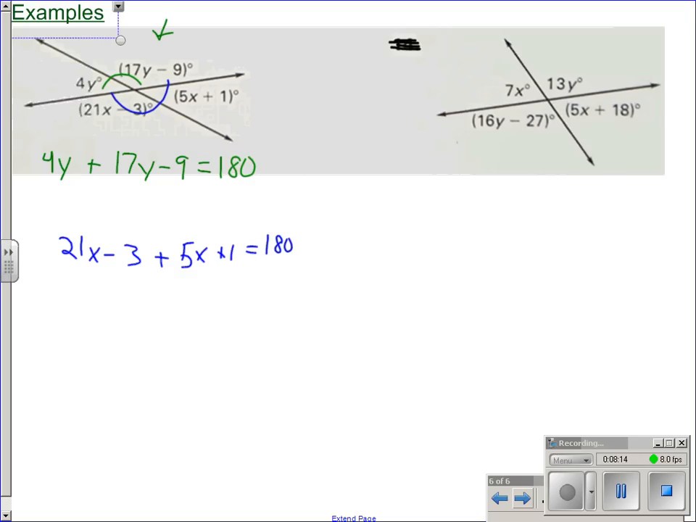Something similar is in the drawing on the right, but like I said, we'll do that in class.